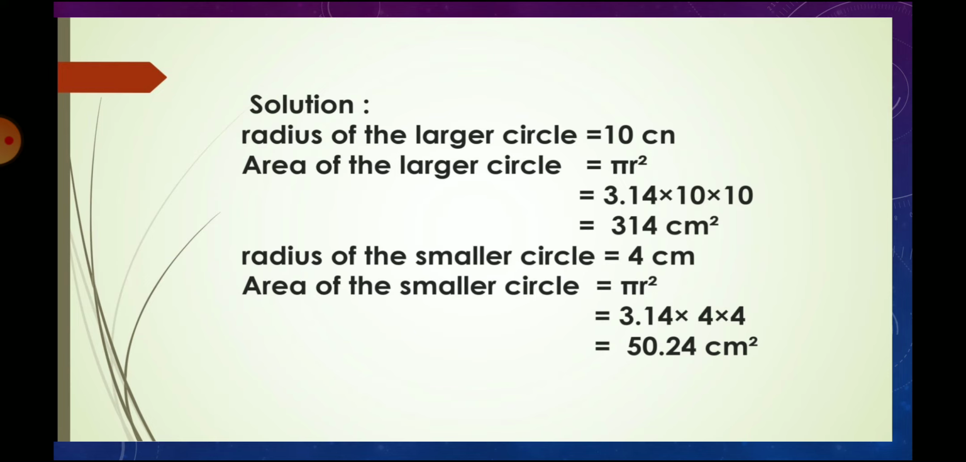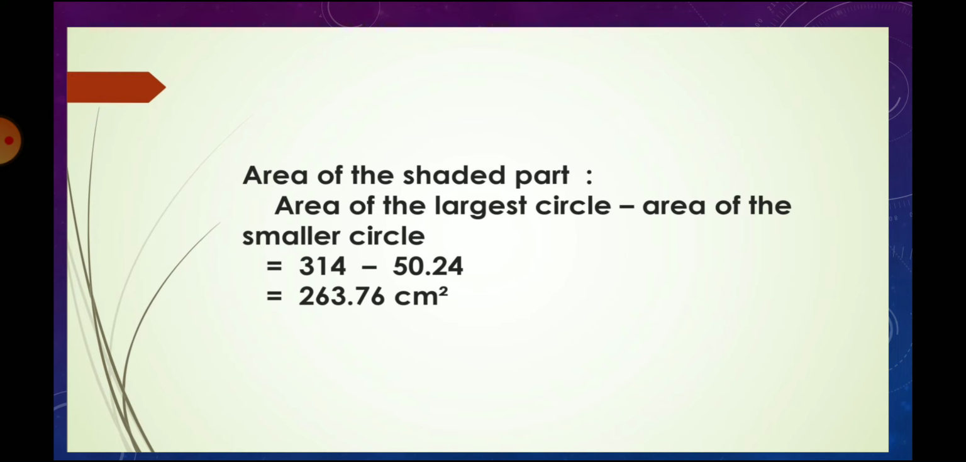Okay, so then the radius of the smaller circle is 4 centimeter, and again we can use the same formula, pi r squared. So 3.14 into 4 into 4. After multiplying these three numbers, we can get 50.24 centimeter square.